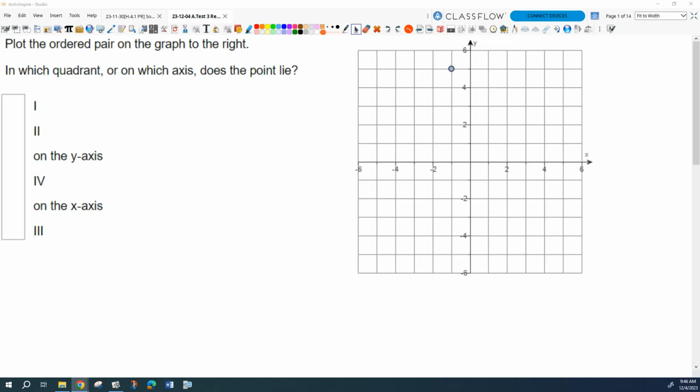Time on this. This is stuff from review from Algebra 1, but I did throw this in on the review, and it's on the test, so this is like free points, really. If I want to plot this ordered pair, which I did, it's right there. Okay, so that ordered pair. In which quadrant or on which axis does the point lie? Quadrant 2. Now, just quick review here, how do we organize the quadrants?